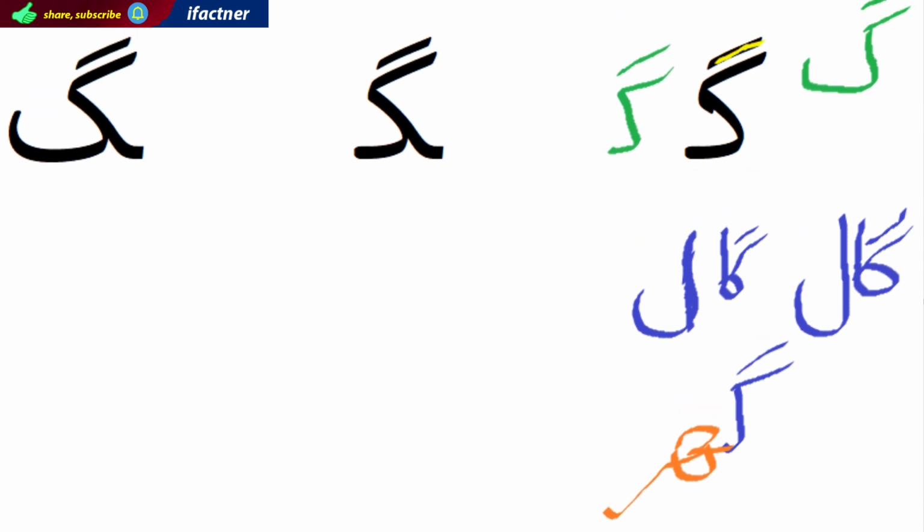And now let's see how we write gaf when it appears in the middle of the word or between two characters. You need to add two connectors to connect it to the other characters and just write it like gaf. So let me show you: a connector and then the part of gaf.